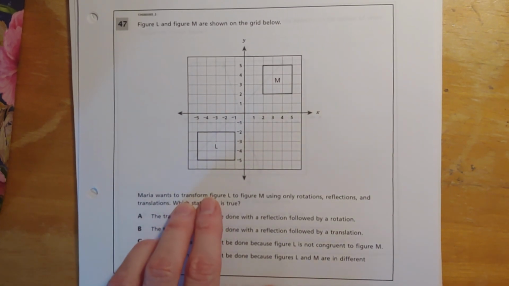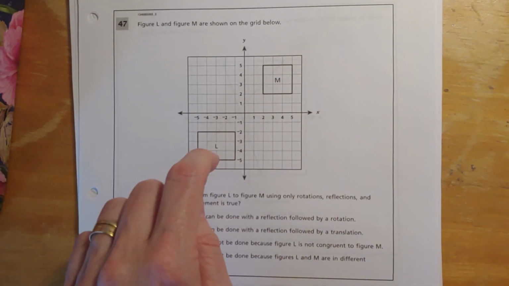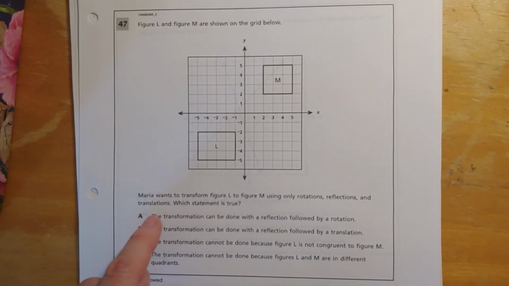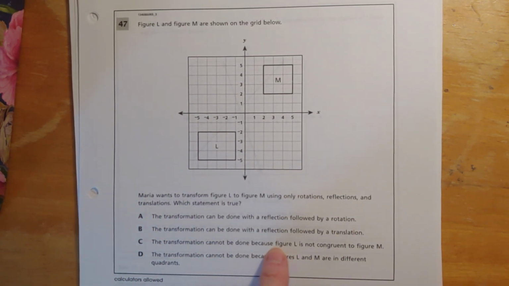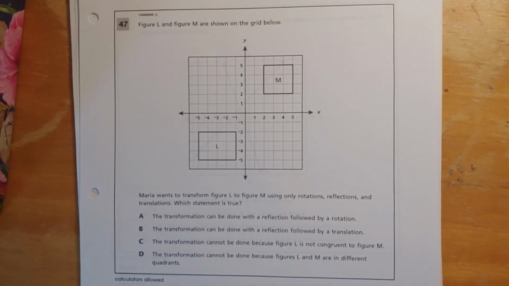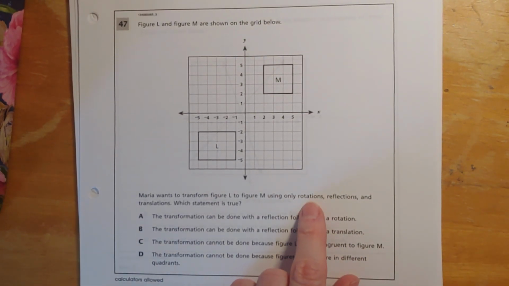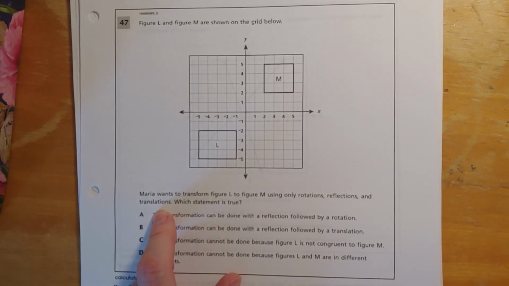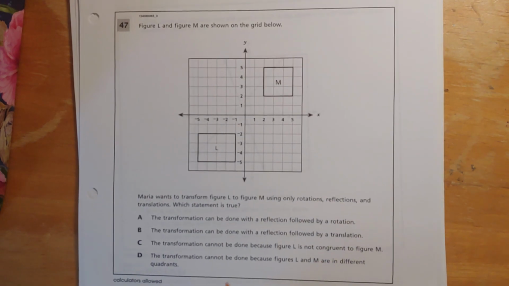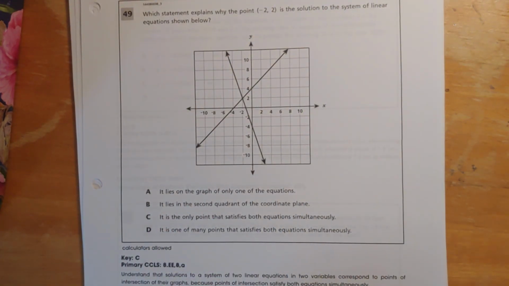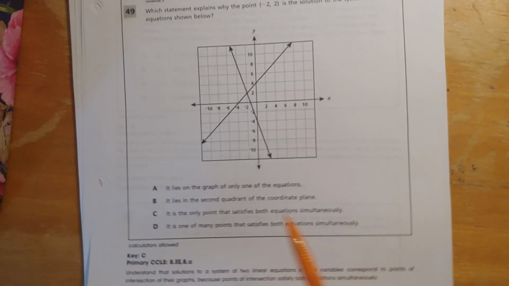Maria wants to transform figure L to figure M. So she's starting here. Which statement is true? It would have to be C. The transformation cannot be done because figure L is not congruent to figure M. She only wants to use rotations, reflections, and translations. She would have to use a dilation, so that's why it has to be C. Not possible. Okay? All right, 49. We did.